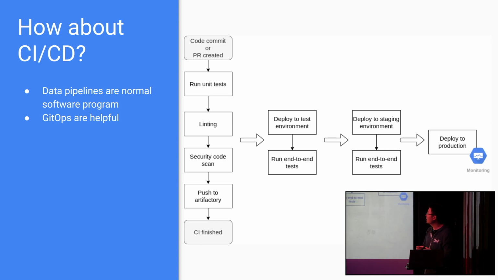And some companies store deployment artifacts in tools like JFrog. You can do that as well. Just pack everything, zip it up, and push to the Artifactory. And then that's how the CI finishes.